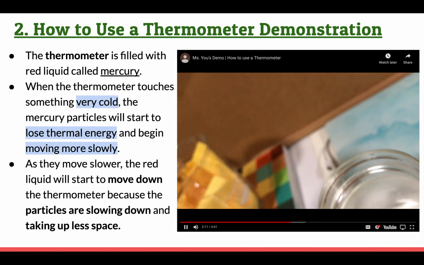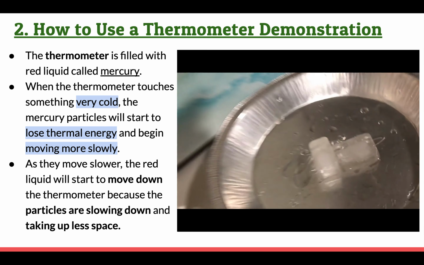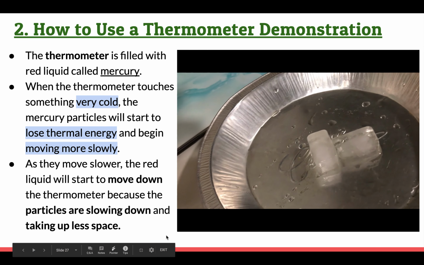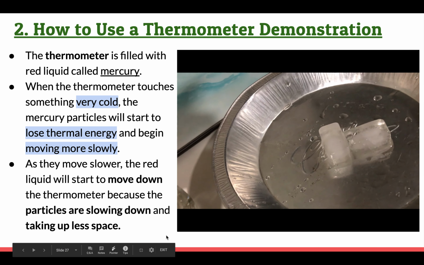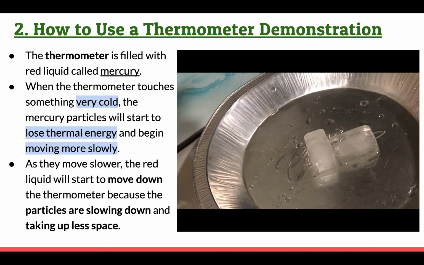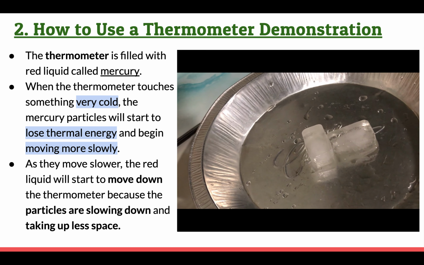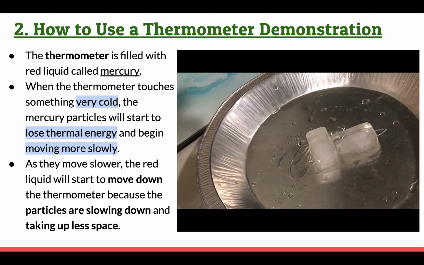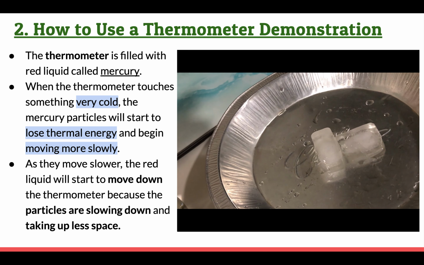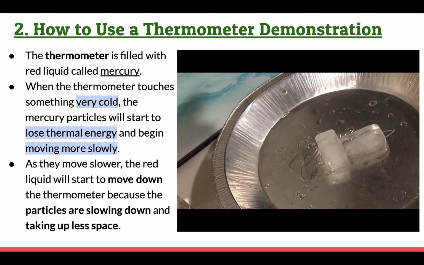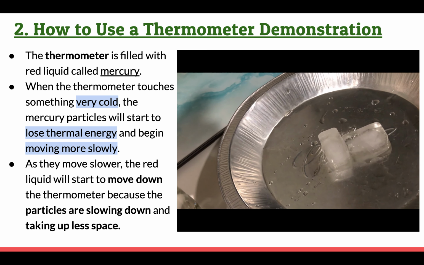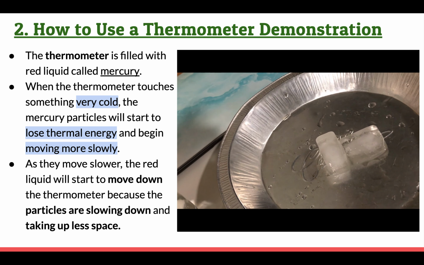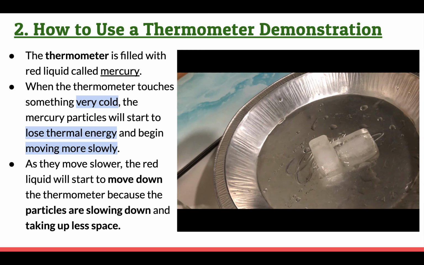So now if I take my thermometer off and I put it on this ice cube, what do you think will happen? Well, remember, the particles in the mercury of our thermometer are going to start to lose thermal energy to the ice because the ice is colder. So as the mercury particles lose thermal energy to the ice cube, they're going to move around less and less and less. So then they're going to take up less space. So then the red mark should start to go back down because they're taking up less space.